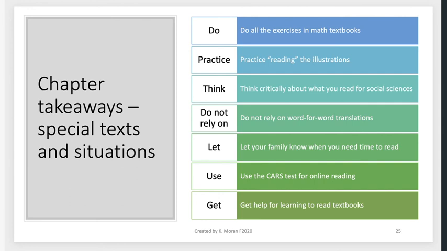For our special texts and situations, again, remember to do the exercises in math textbooks. Make sure you don't ignore the illustrations and the graphics. Think critically all the time about what you're reading. For foreign texts, don't rely on word-for-word translations. When you want to read and you have family around, let your family know that this is time for you to read, so you need quiet. When you're doing online reading, you want to make sure that you're using the CARS test for online reading. And finally, get help for learning to read textbooks. Professors are often a big help there.